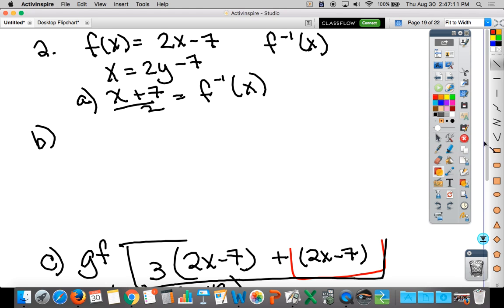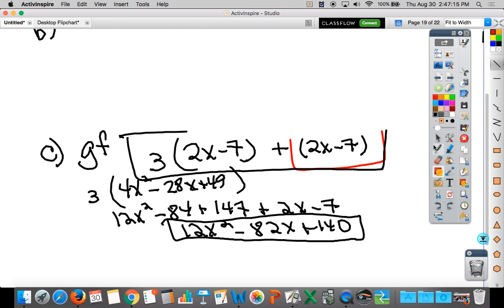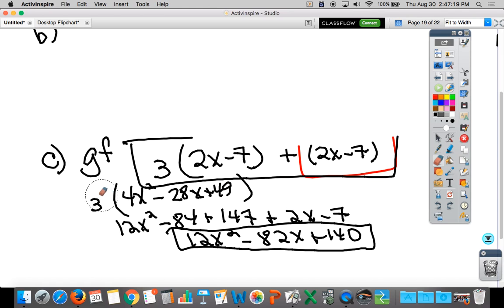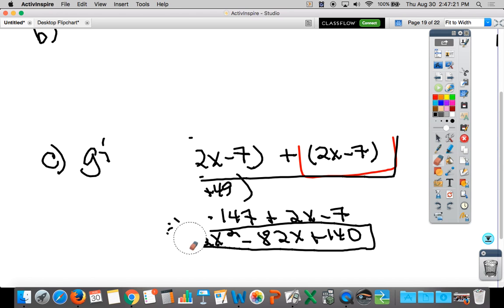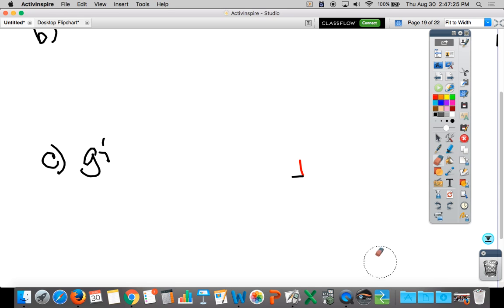Okay, so now the third part of this, they asked you for g of f. That's asking you for a composite function. The f is going inside the g. What was the f equation?